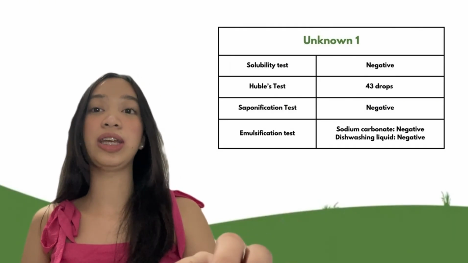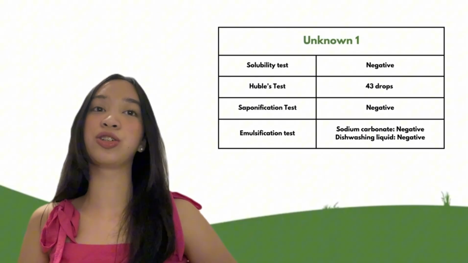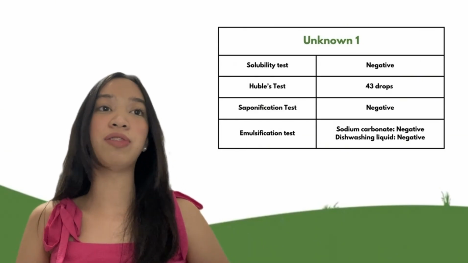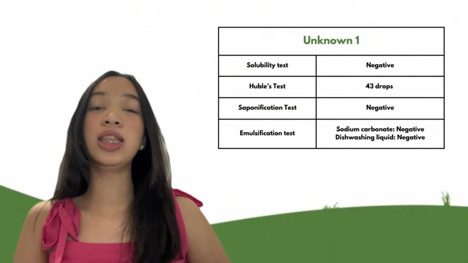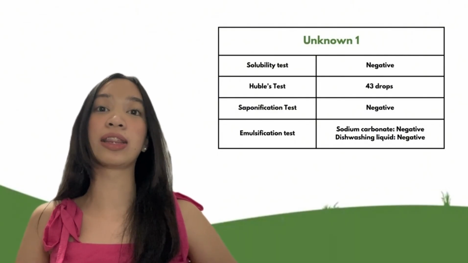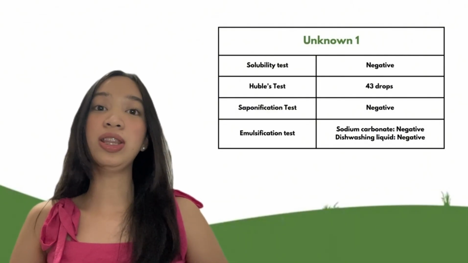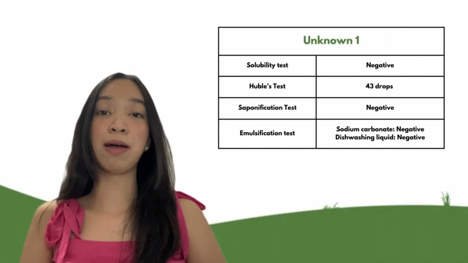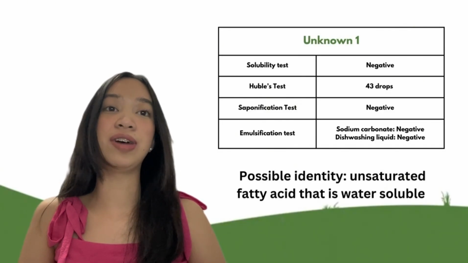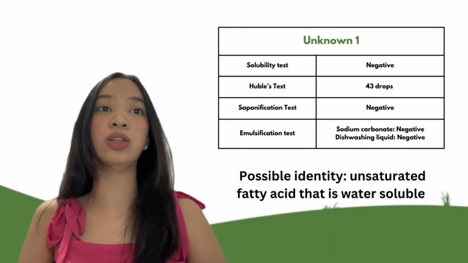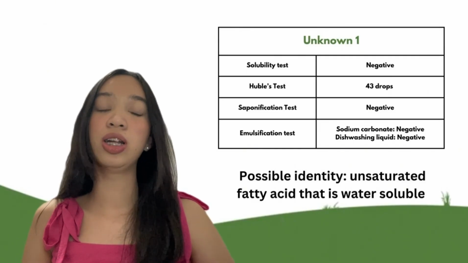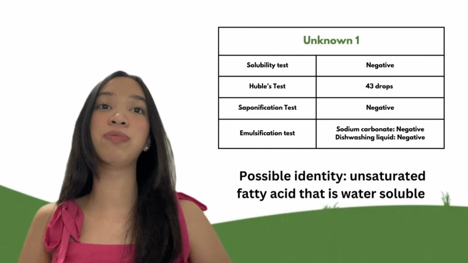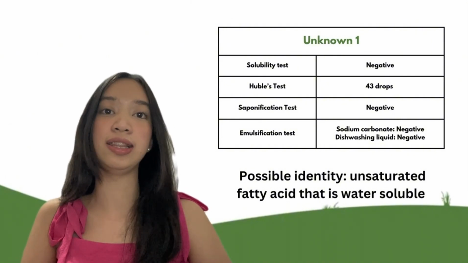And for the emulsification test, it was negative under sodium carbonate but positive under dishwashing liquid, indicating that it has some surfactant properties. Given these observations, the sample could be an unsaturated fatty acid or a related compound that is water-soluble, such as a sodium or potassium salt of a fatty acid.